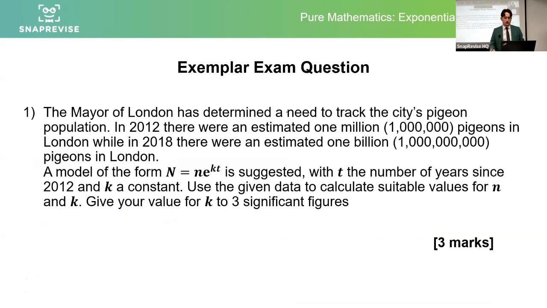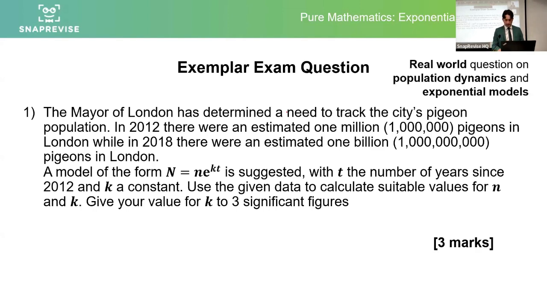So the Mayor of London has determined the need to track the city's pigeon population. In 2012, there were an estimated 1 million pigeons in London, while in 2018, there are an estimated 1 billion pigeons in London. So a model of the form N equals N0 e to the kt is suggested, with t as the number of years since 2012, k as a constant. Use the given data to calculate suitable values for N0 and k. Give your answer to k to 3 significant figures.